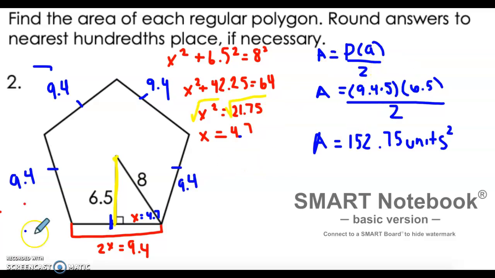So for the perimeter, we have each side is 9.4 and there are 5 sides. So I just represented perimeter with 9.4 times 5 times the apothem, which is 6.5, divided by 2. And then you can just type all of this into Desmos or a calculator. And when you do that, you get that the area is 152.75 units squared, and that is our final answer.